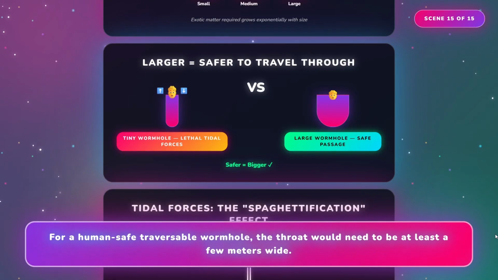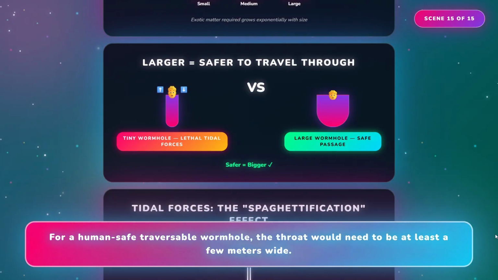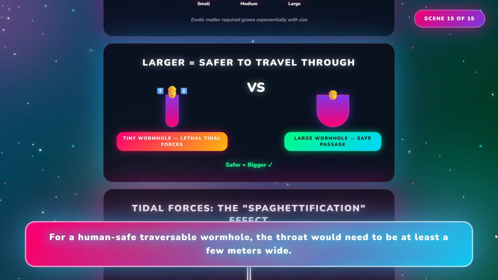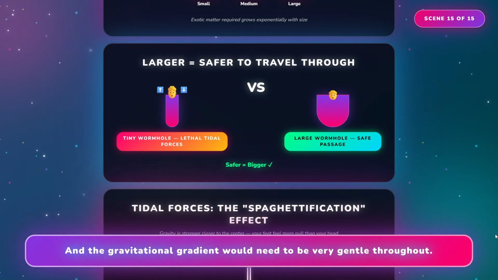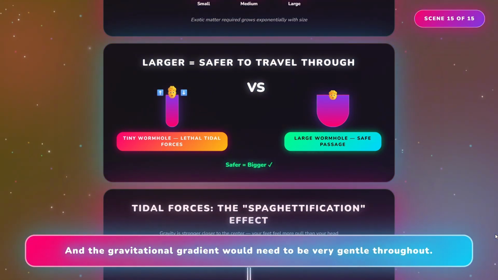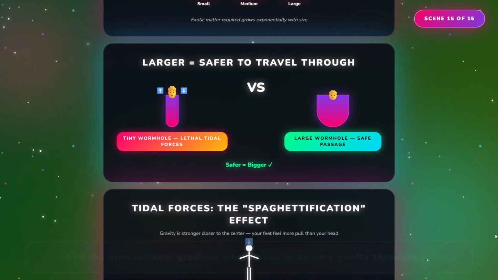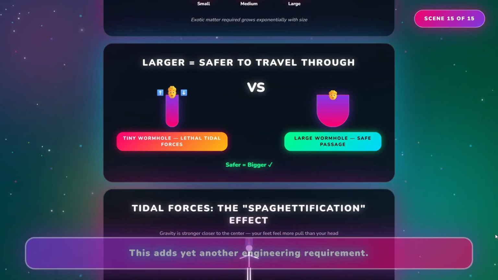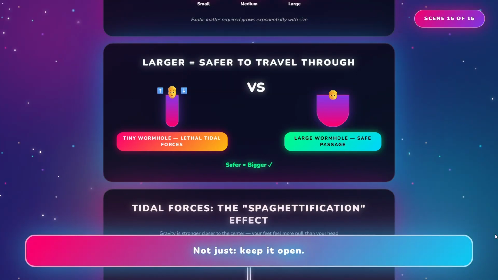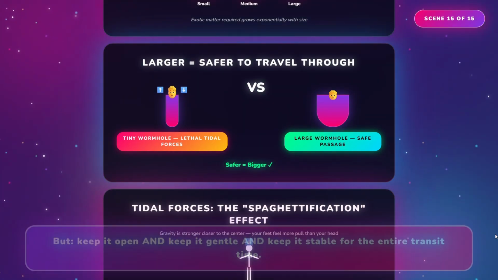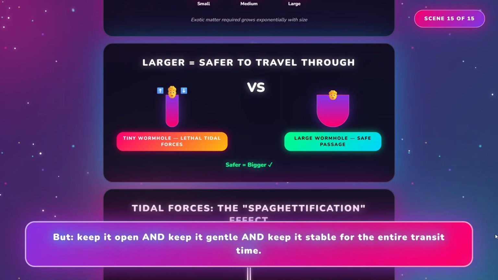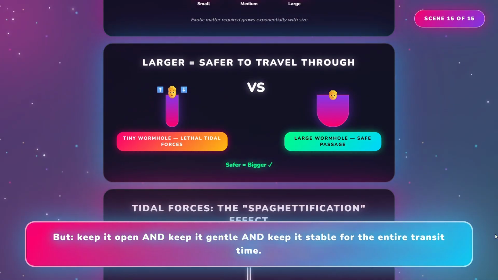For a human-safe traversable wormhole, the throat would need to be at least a few meters wide. And the gravitational gradient would need to be very gentle throughout. This adds yet another engineering requirement. Not just keep it open, but keep it open and keep it gentle and keep it stable for the entire transit time.